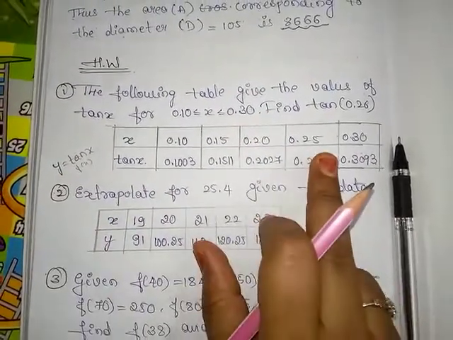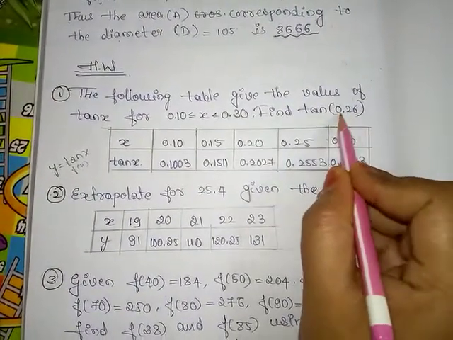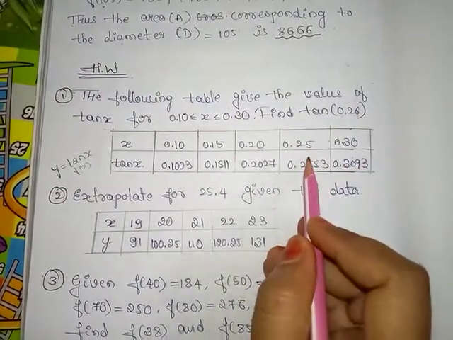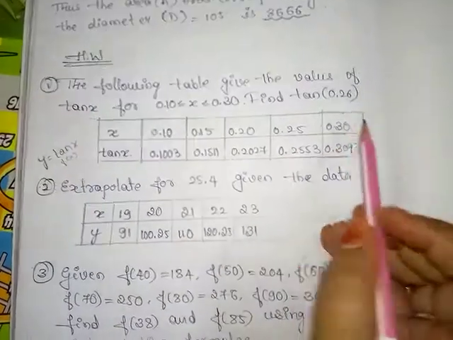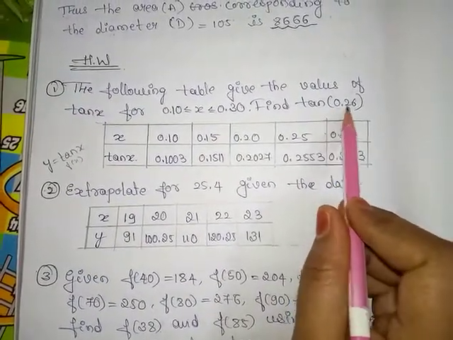Here also the procedure is the same. Just see this: 0.26 either lies in the first half or the second half. See, here the desired value of x is 0.26.